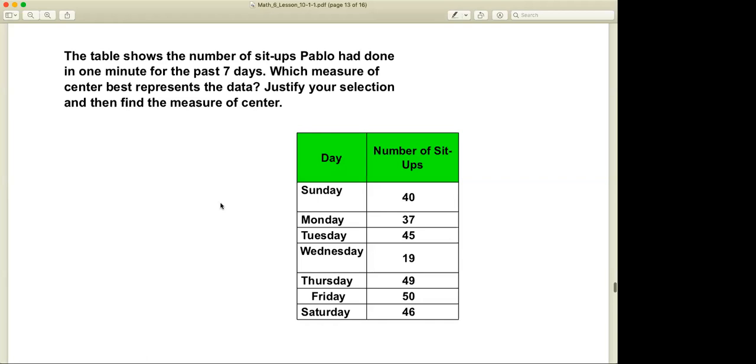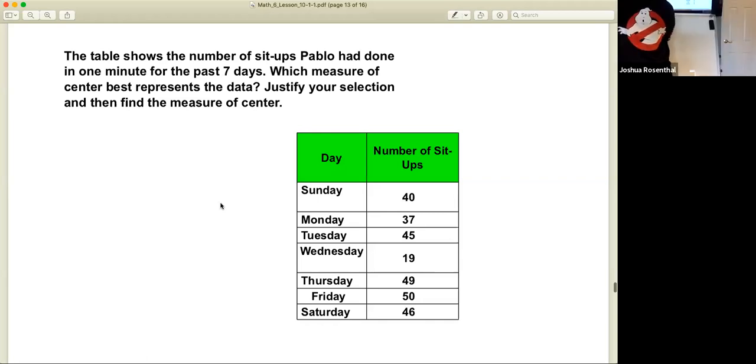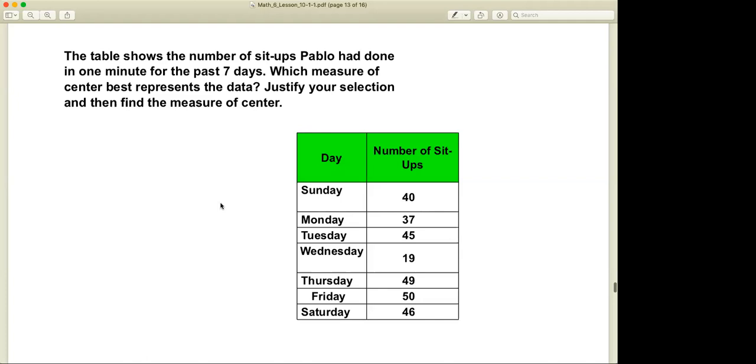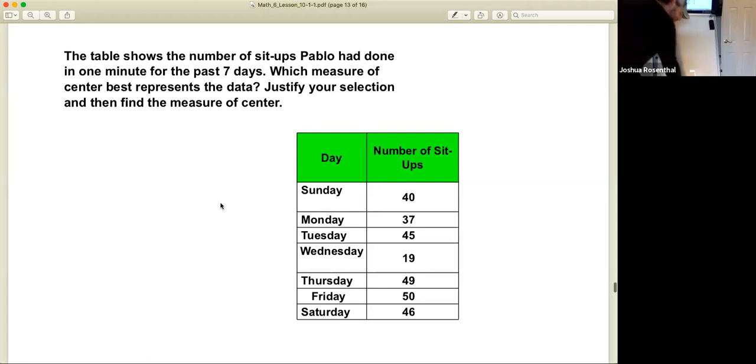Now, the gap between 19 and the next higher number is not a gap that's in the middle of the data. It's a gap that's towards the end of the data, the lower end of the data. So that means that the median is a good measure here. So I'm going to use the median amount. And then next week, I can take the median amount. But you've got to order them from least to greatest. So here, I'm going to do that.